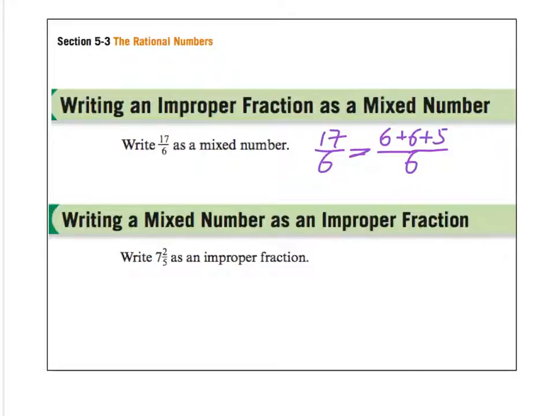Okay, in other words, I just rewrote 17 with as many 6s as possible and whatever the remainder is. And then after that, I can split this fraction, right? Notice that now I have 1 plus 1 plus 5/6. So my final answer is 2 and 5/6.